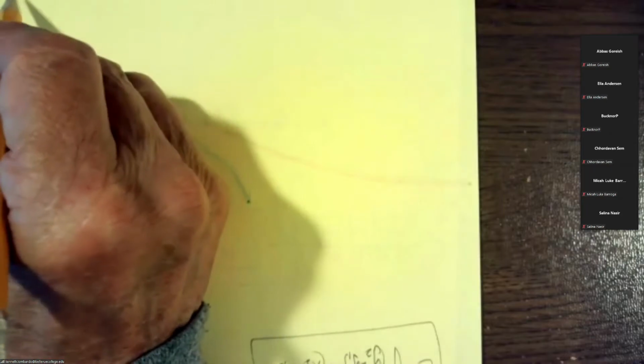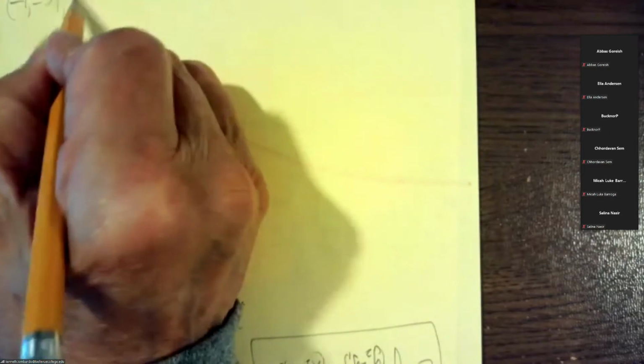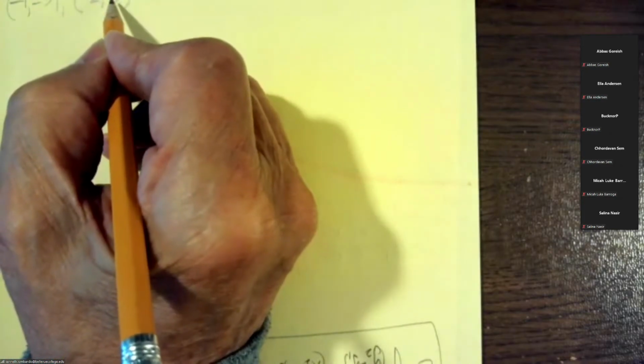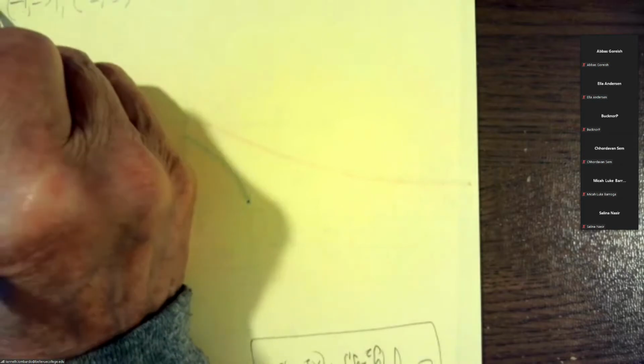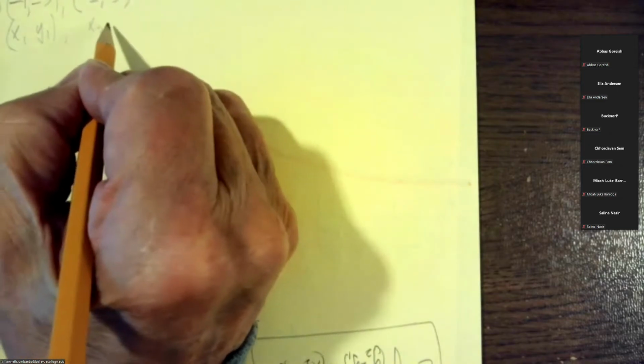So let's say I give you a point at -1, -3, and another point going left to right of 2 and 3. And if I call this point 1 and this point 2, then I could call this x1 and this y1 and this x2 and y2.